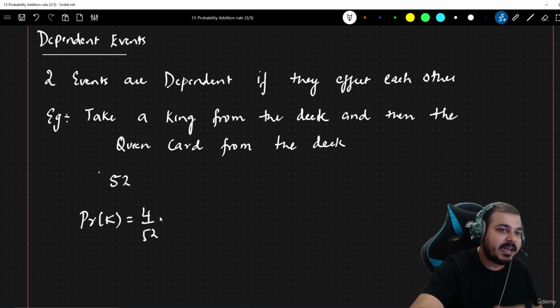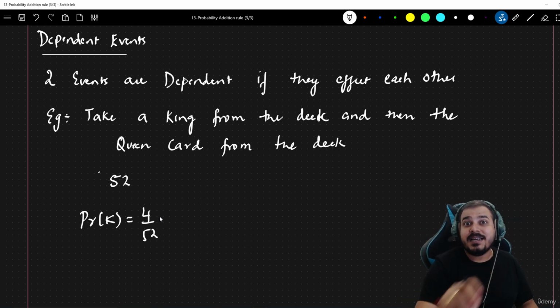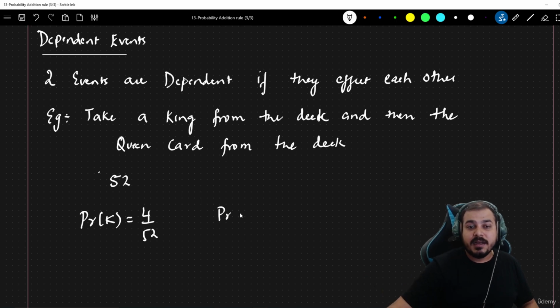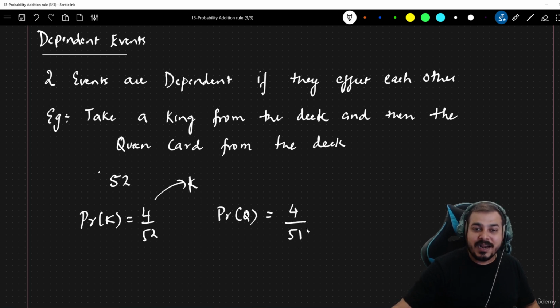Now suppose I take out the king card and do not put it back inside the deck. What will be the probability of queen after taking out the king card? I have taken out one card, which is a king. Then the probability of queen will be 4 by 51, because one card has already been taken out. So this kind of event is called a dependent event, right?